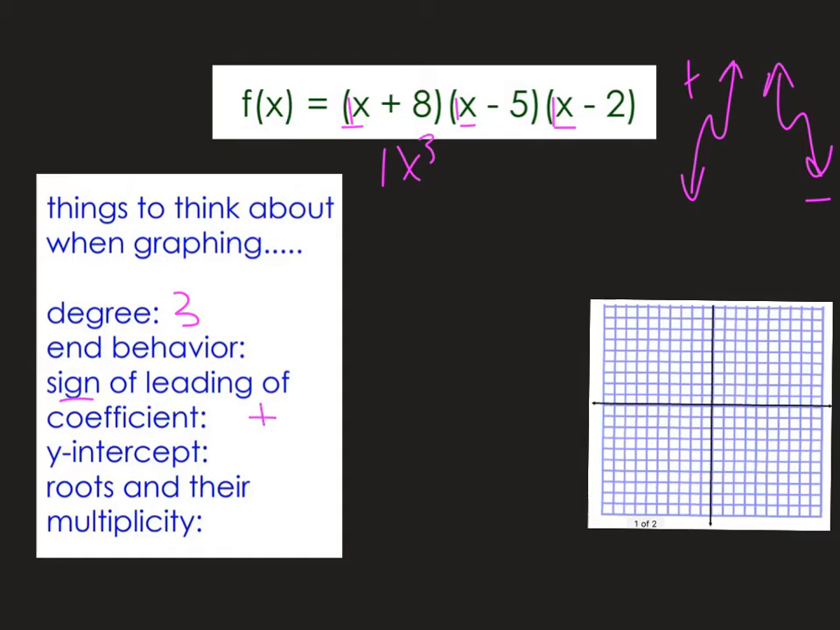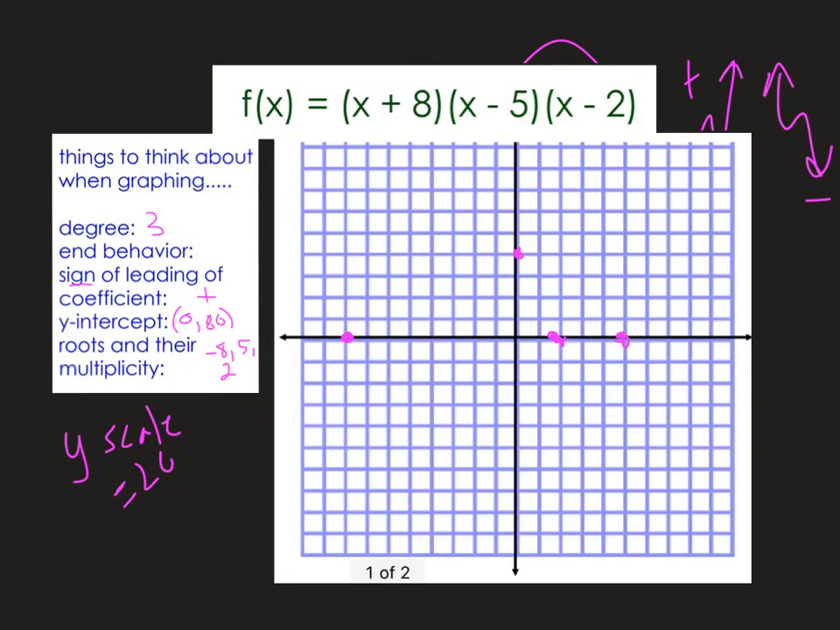The y-intercept is going to be the value of y when x is 0, which leads all of these numbers to be 8 times negative 5 times negative 2. Negative 5 times negative 2 is positive 10, and 8 times positive 10 is 80. So our y-intercept is 0, 80. And then the roots are going to be negative 8, positive 5, and positive 2, all with singular multiplicities or no multiplicity. I'm going to go ahead and use a y scale of 20. So this will be 20, 40, 60, 80. So there's my 0, 80.